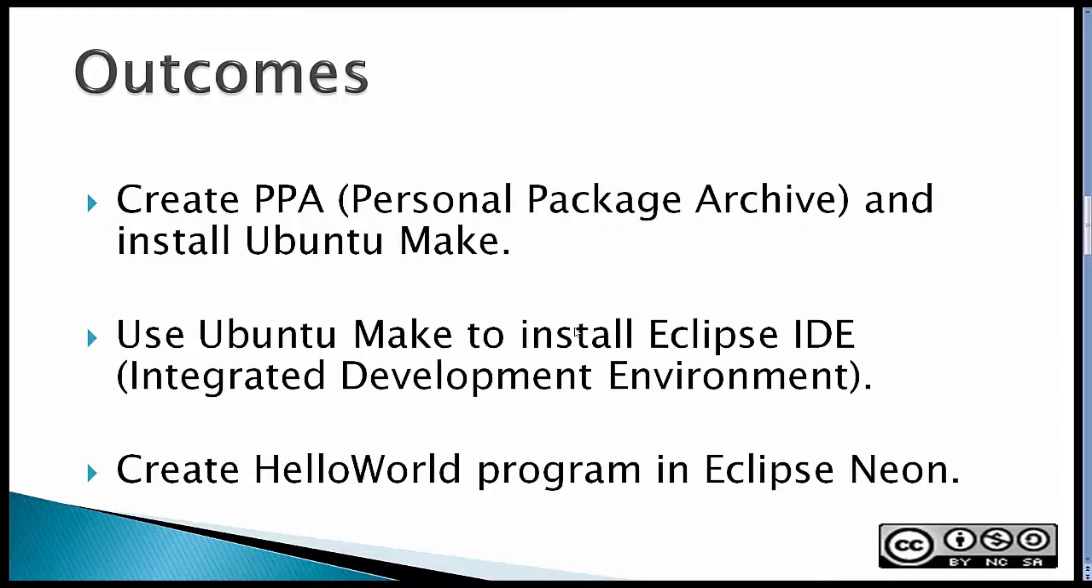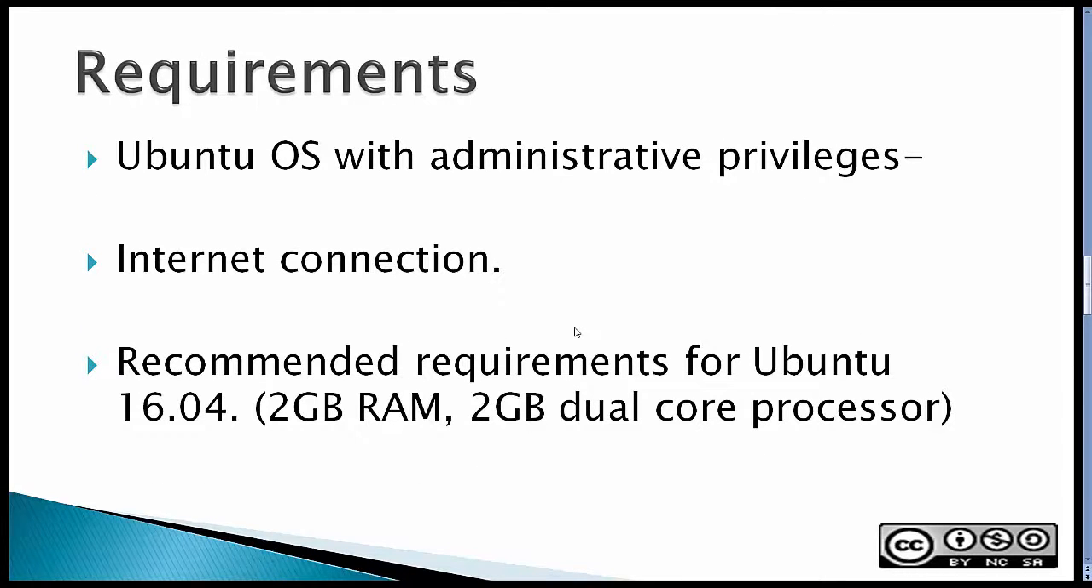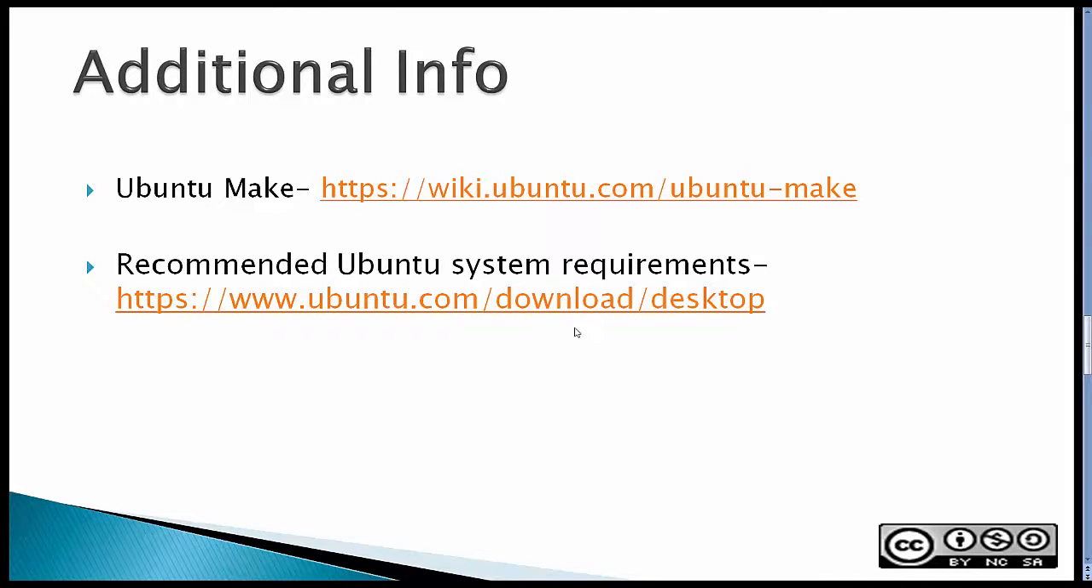Outcomes would be to create a PPA, or Personal Package Archive, for Ubuntu Make, and then install Ubuntu Make. Then use Ubuntu Make to install Eclipse IDE, or Integrated Development Environment, and finally to create a Hello World program in Eclipse Neon. Requirements: Ubuntu desktop operating system with administrative privileges, an internet connection, and then of course the recommended requirements for Ubuntu 16.04, 2 gigabytes of RAM, 2 gigahertz dual core processor, etc. Additional info: the Ubuntu Make webpage, and then the recommended Ubuntu system requirements webpage.